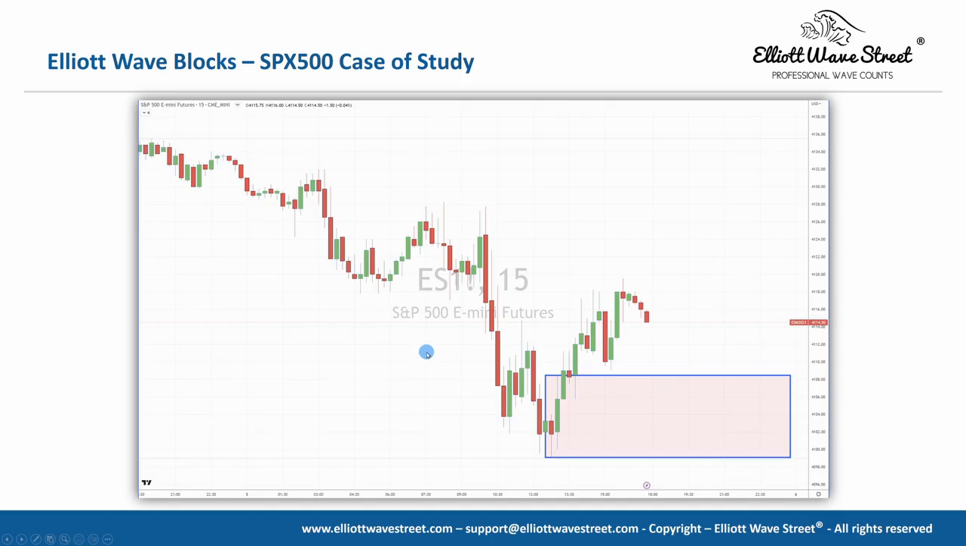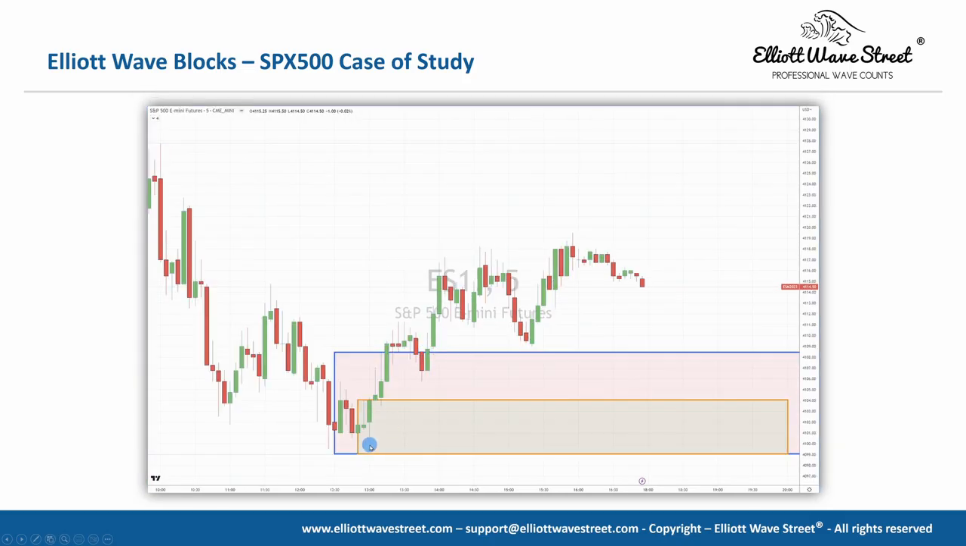So let's do it. I have that one for you here as well. So we have the blue box, the blue border box is the 15-minute chart Elliott wave block, while the orange border Elliott wave block is the 5-minute Elliott wave block. Now, here we have wave 1, here we have wave 2, here we have wave 3, here we have wave 4, and here we have wave 5. Great, that's our wave 1. Perfect. We're on a 5-minute chart.